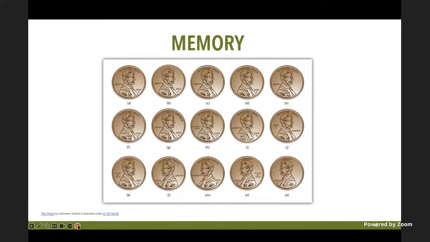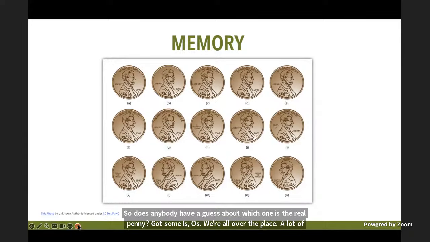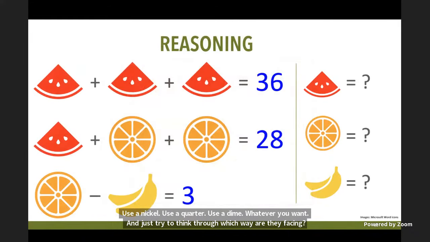But even just to think that you're sitting in your office and you come up with something like this, and use a coin, use a nickel, use a quarter, use a dime, whatever you want, and just try to think through which way are they facing, what lettering is on there. Does it say "In God We Trust" or does it say "E Pluribus Unum"? What is on that? It's just to flex your brain a little bit and make your memory work.